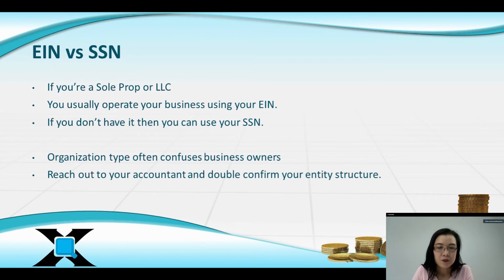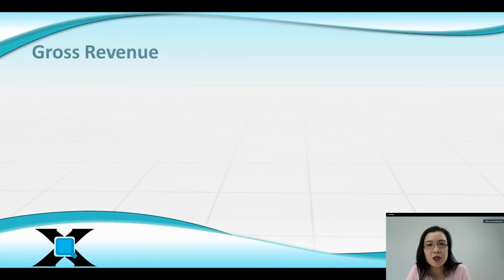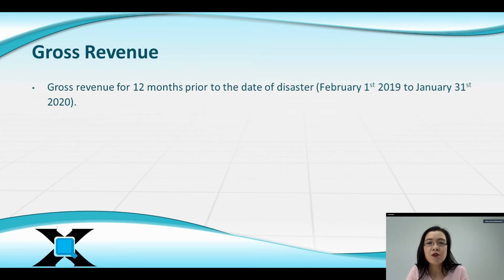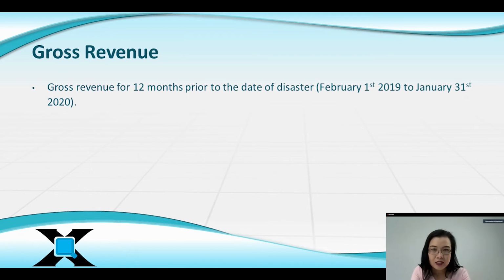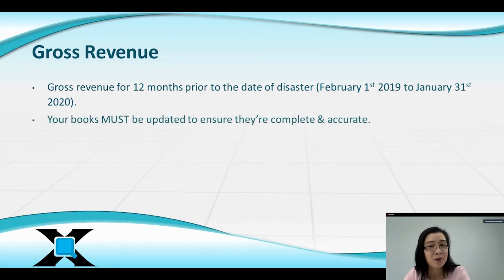The next part is it does ask for information to be provided for gross revenue for the 12 months prior to the date of disaster, which is January 31st. So what they're asking for is February the 1st, 2019, and then 12 months all the way to January 31st, 2020. Which means for business owners, if you don't have your books updated, you probably don't have this information. Right, so you need to get your books updated. It is best for you to provide the numbers that are as accurate as possible.